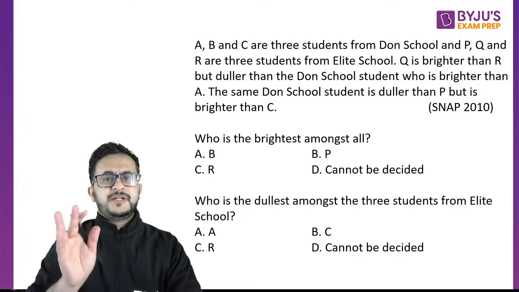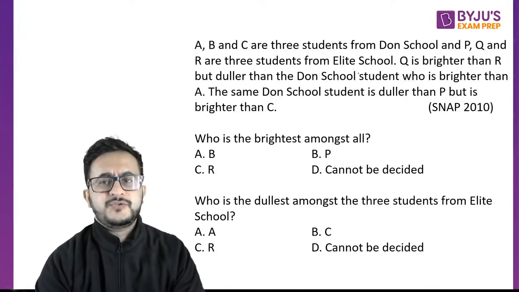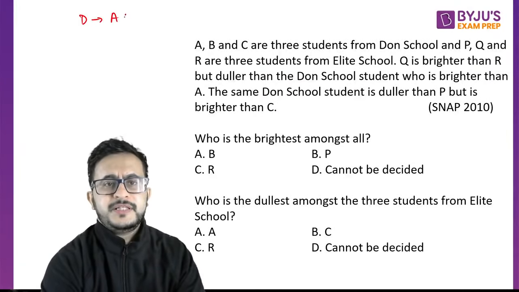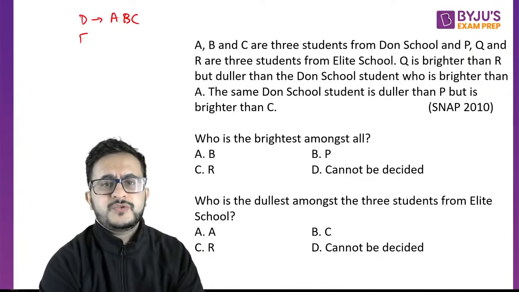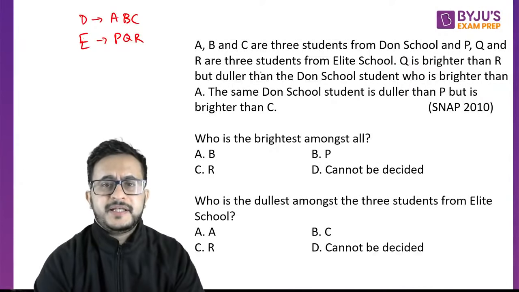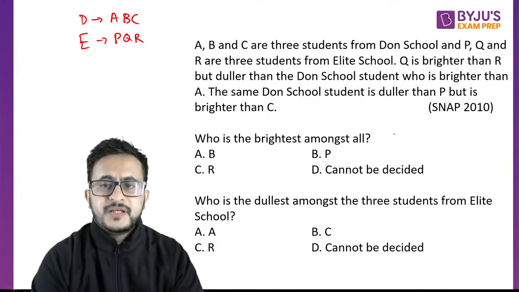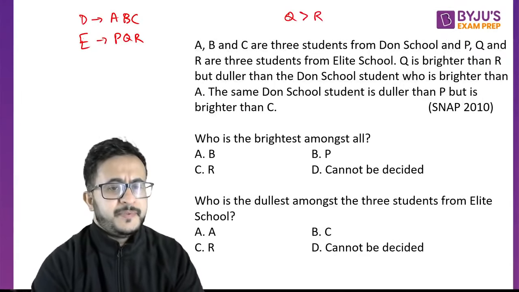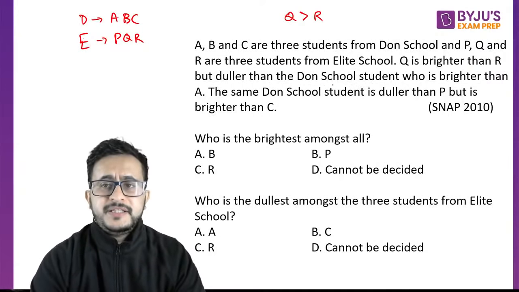So let's do this one. It says A, B, C are 3 students from Dawn School and P, Q, R are 3 students from Elite School. So Dawn School से हैं A, B, C and Elite School से हैं P, Q, R. Okay, and Q is brighter than R but duller than the Dawn School student who is brighter than A. ठीक है, so Q is brighter than R, Q R से better है, but he is duller than some Dawn School student, right?